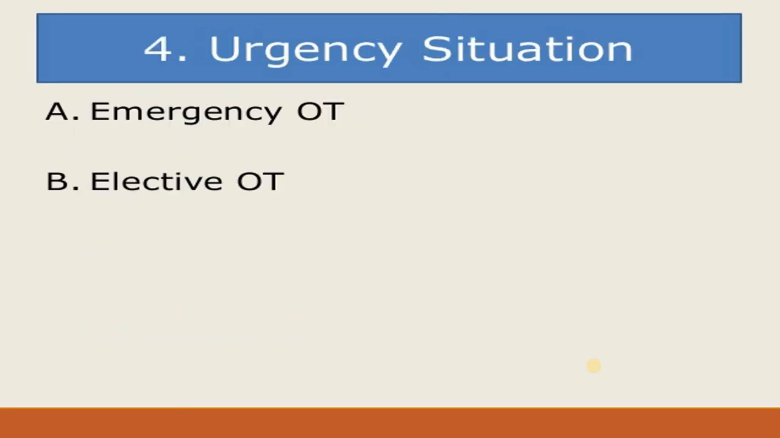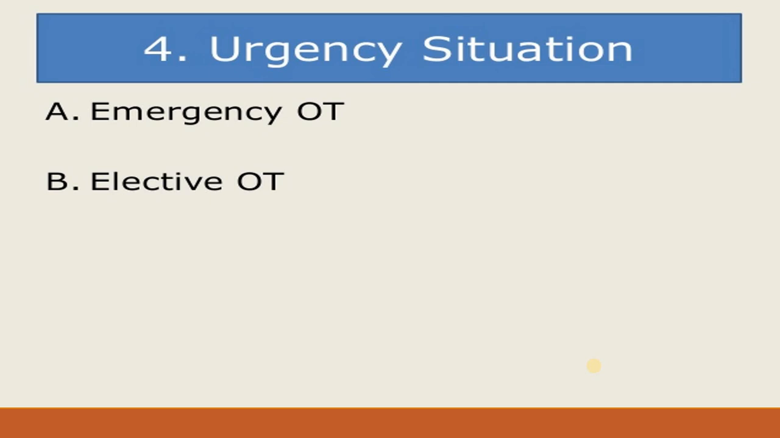Next one is urgency situations. On the basis of urgency, we will see emergency OT and elective OT. In the emergency OT, the surgeons are concerned with cases performed in an emergency. These function like the emergency department, kept ready all the time, and handle surgeries performed urgently. These surgeries are not usually planned, and thus they do not need a prior list of patients to be operated.